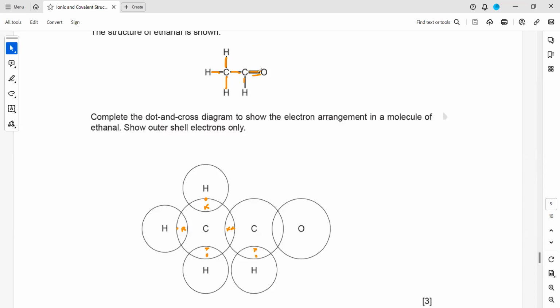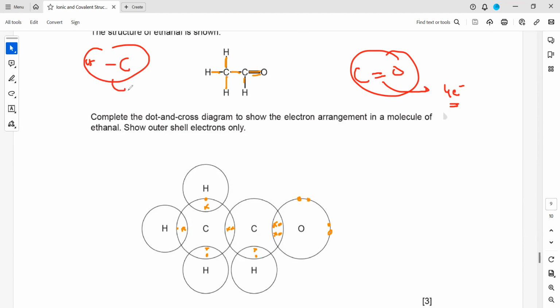But there's a double line between carbon and oxygen, so two pairs should be there, or four electrons. And then we draw unshared electrons because oxygen belongs to group six. So group six will have four unshared electrons. So how do you distinguish a double bond from a single bond? When there's a double bond, it means there are four electrons between the atoms. If there's a single bond, like carbon and hydrogen have a single bond, it means there are two electrons between the atoms. Is the structure clear? Any doubt in this?